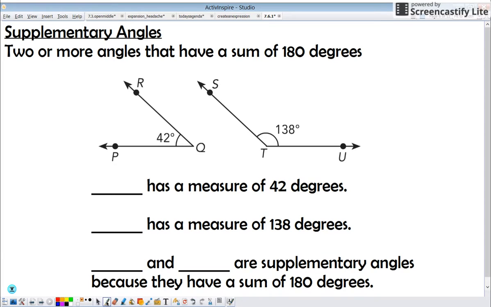In this video, you will learn how to identify supplementary angles. Supplementary angles are two or more angles that have a sum of 180 degrees. In the picture below, you see angle PQR and angle STU.